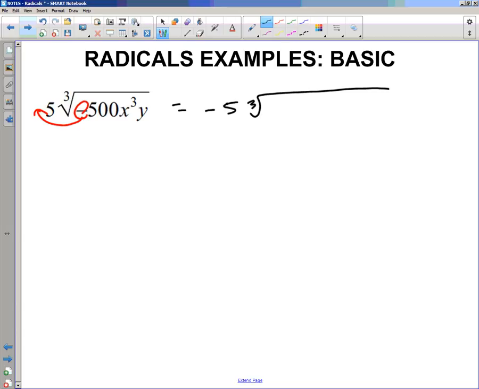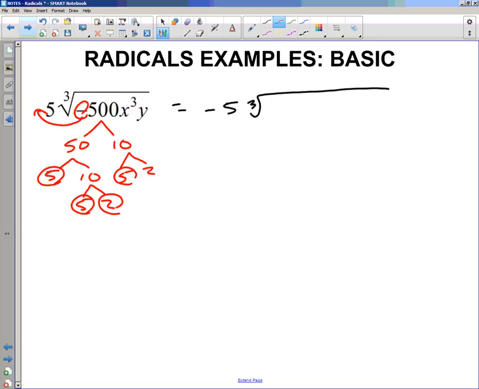And the next thing I'm going to do is try and break up that 500, see what we've got inside of there. So 500 could be 50 times 10. 50 is 5 times 10. 5 is prime. 10 is 5 times 2. We get another 10 here, another 5, and another 2. So if we write out our prime factorization, we're going to have a couple 2's, a few 5's. We've got some x's in there too. X cubed would be x times x times x, and then we got a single y in there.